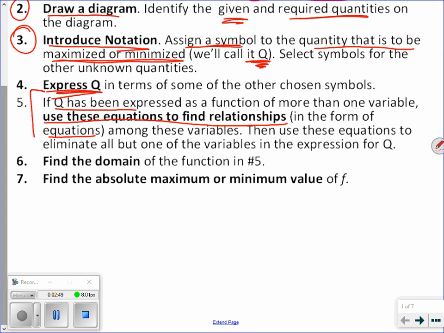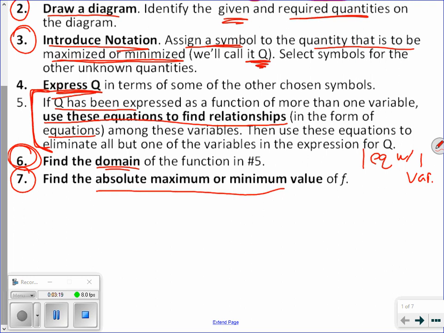All right, number 5 just means we're going to find an equation with one variable. So if you want to summarize this, it's one equation with one variable. We'll see how that works in a second. Number 6, I think, is really important. I think it's important to state the domain of your equation because sometimes variables and answers we find won't be within the domain. And then lastly, number 7 is to find the absolute max or min value of f, which we know how to do from our first day of this unit.